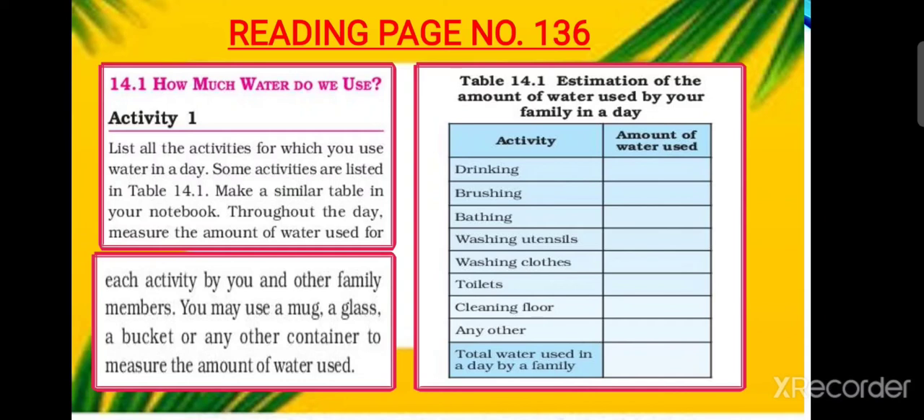For example, first I can give you the water you need for drinking. Suppose you have 4 members in your family, so you can write down, suppose, 4 liters of water per person, so you can calculate it is 16 liters of water, right? So in this way, for other activities also, you calculate the amount of water required by your family members, and in the last you will have to do the total.